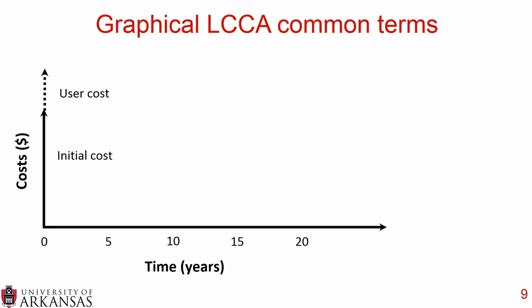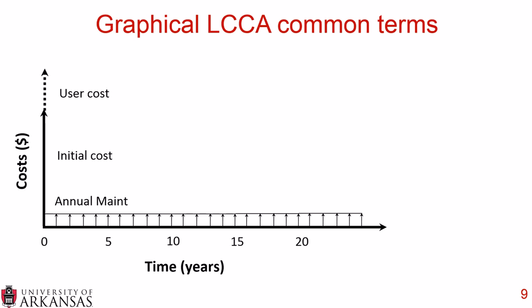So graphically, the common LCCA terms: you have time on the x-axis, and costs on the y-axis. And you can see you have some sort of initial cost, and that includes both the user and the agency cost. Here the agency cost is shown as a solid arrow, and the user cost is shown as the dashed arrow. So there's some sort of initial cost at year 0.